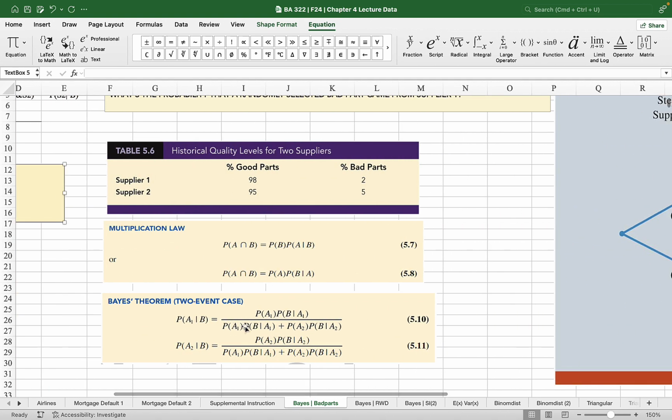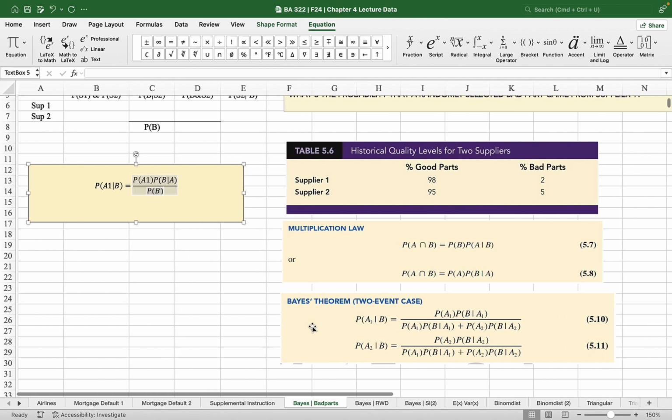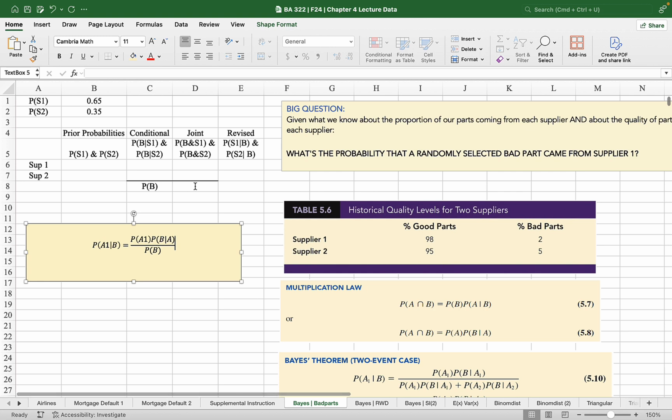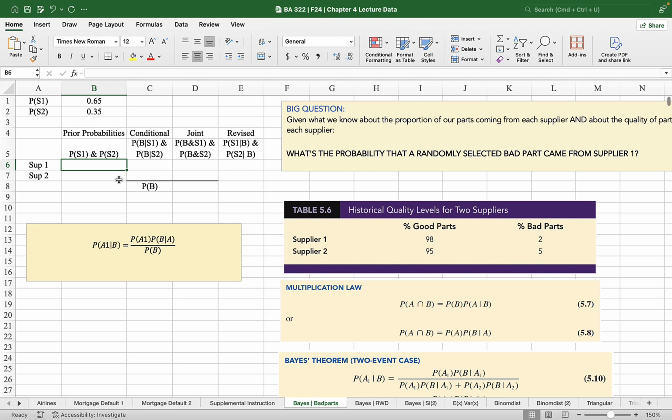So this denominator here is just the probability that it's bad, because it can be either from group 1 or from group 2. So this is sort of a simplified final equation. But I find it quite easy to put in a table. So I start here with the probability that it came from supplier 1, or probability of A1 is probably what I should be calling this, is going to be 0.65, whereas the probability that it came from supplier 2 is 0.35.